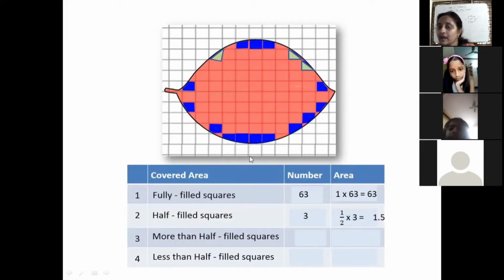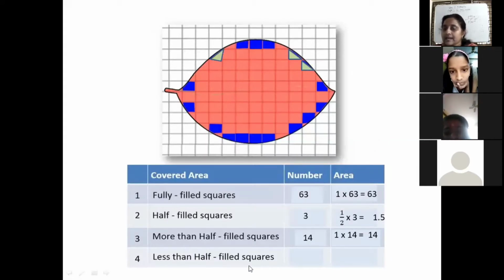Next, more than half. How many do you have? Count. More than half squares, how many do you have? 14, ma'am. So we have 14. 14 into 1 is 14.